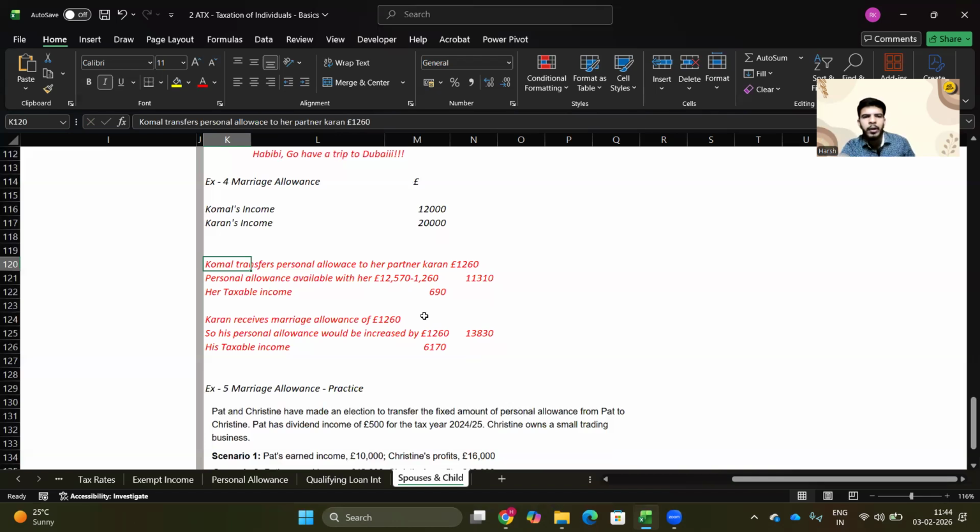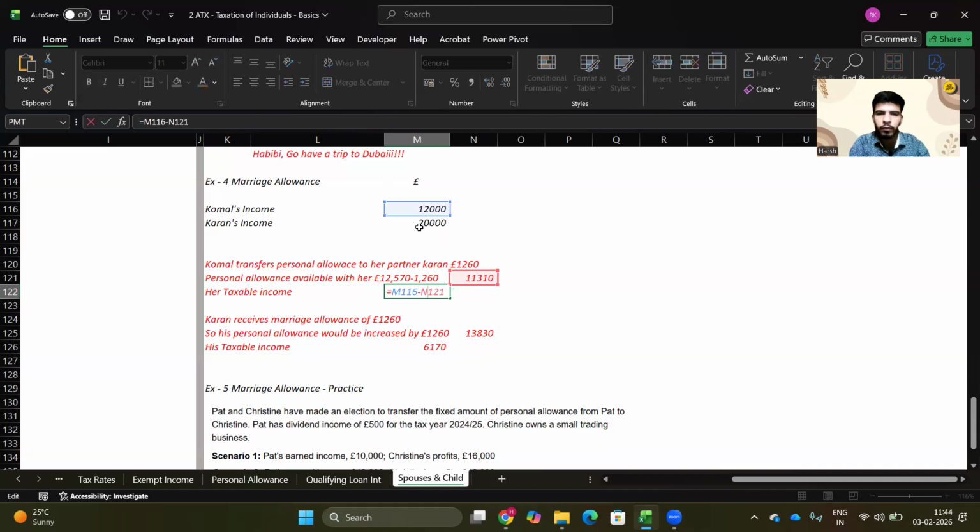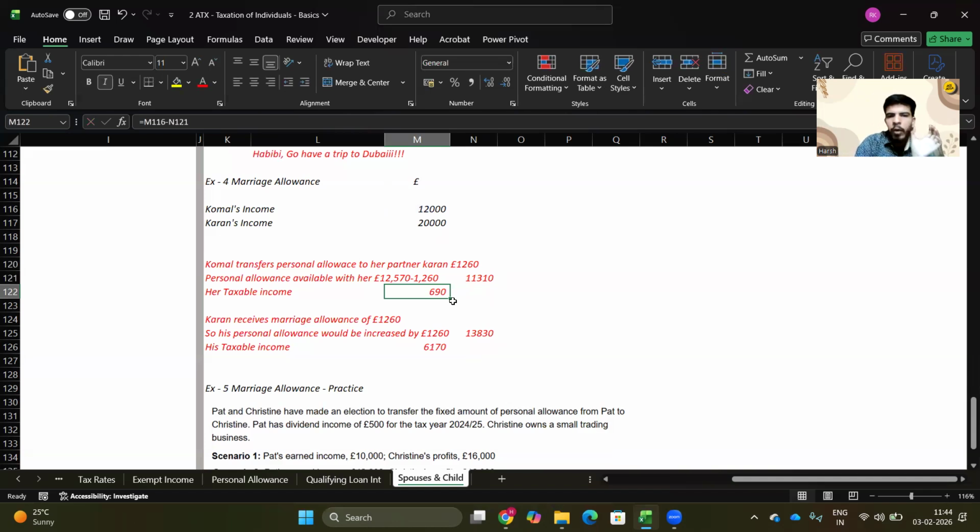So what she decided is that she would transfer that personal allowance to her partner of 1,260 pound. That is 10% of her personal allowance. So now what she has available is 11,310. So the taxable income would reduce to 12,000 less 11,310. So 12,000 was her income, out of which only 11,310 is left as a personal allowance when you transfer this amount to Karan.